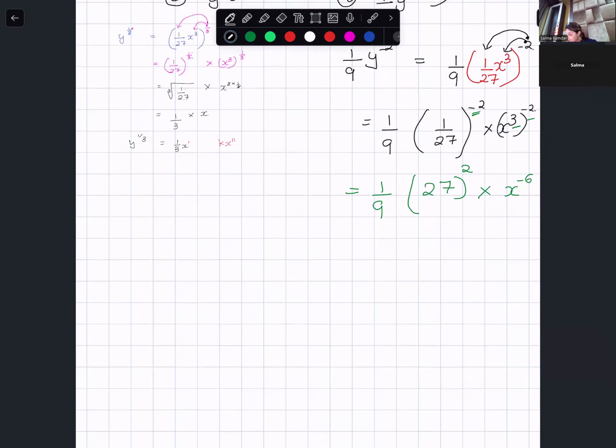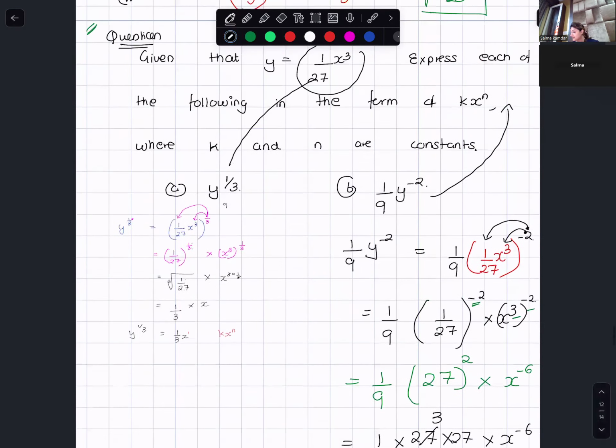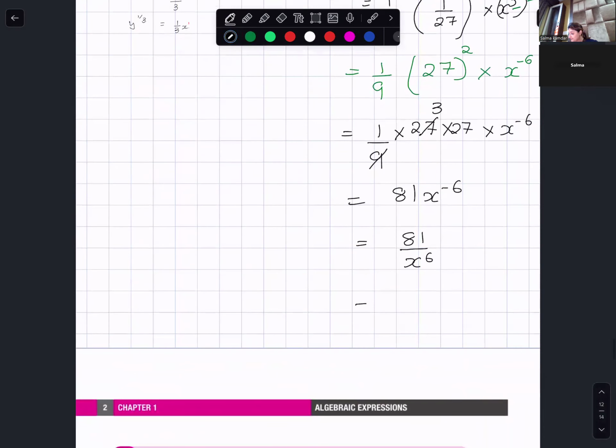I move ahead, so this would become 1 by 9 into 27 into 27 into x raised to minus 6. 9 ones are 9 and 9 threes are 27. So this would become 81 x raised to minus 6. Negative involves reciprocal, so this would become 81 upon x raised to 6. I want to express it in the form of k x raised to n, so this would be my main answer, or it could be this. You usually do not leave your indices in the reciprocal form.